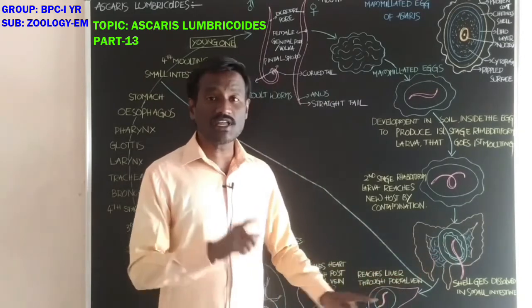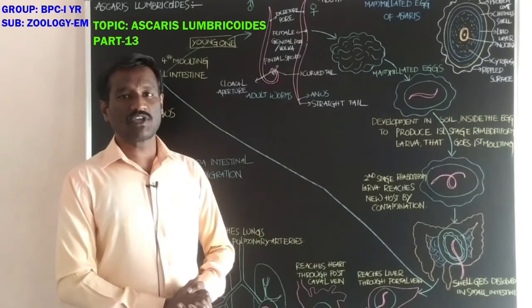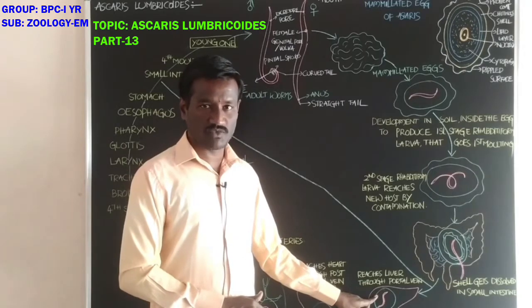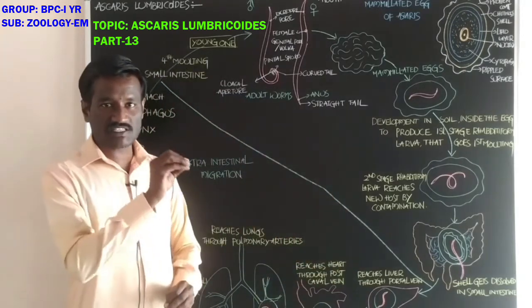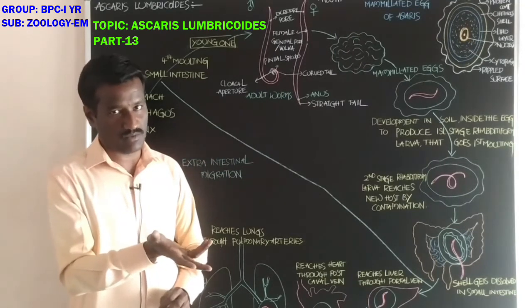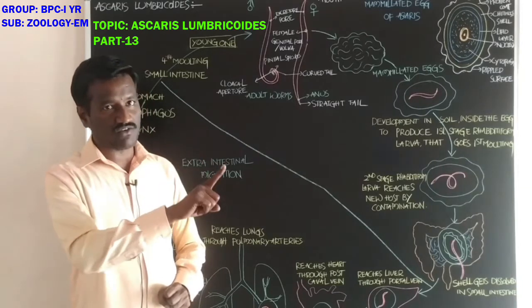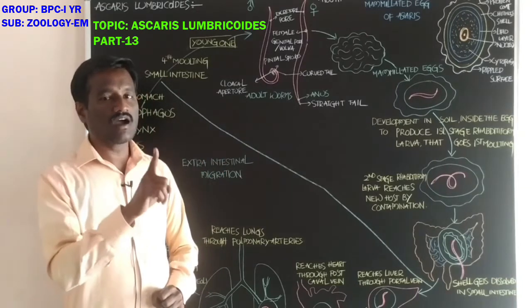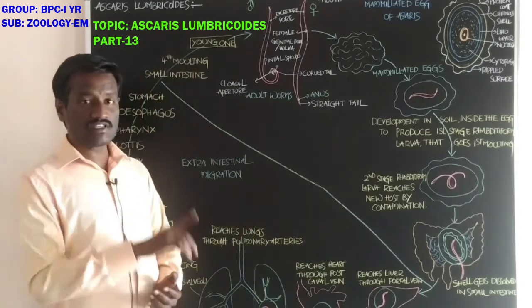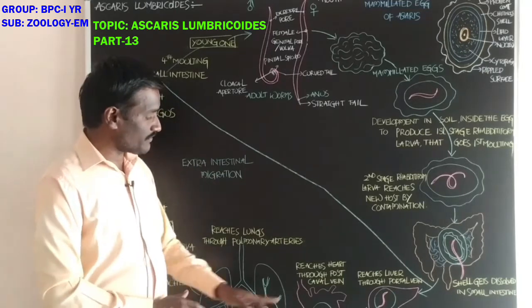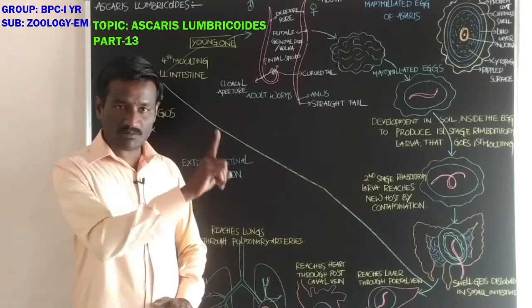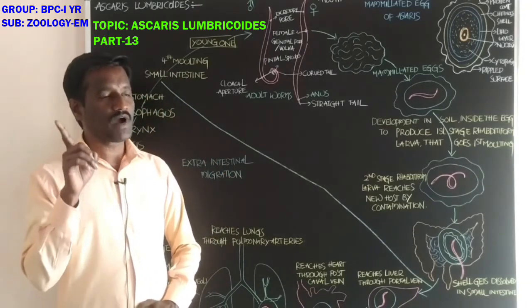So student, the second stage rhabditiform larva firstly reaches the liver by the help of the hepatic portal vein, after the shell is dissolved. From the liver, it reaches the heart by the help of the postcaval vein.